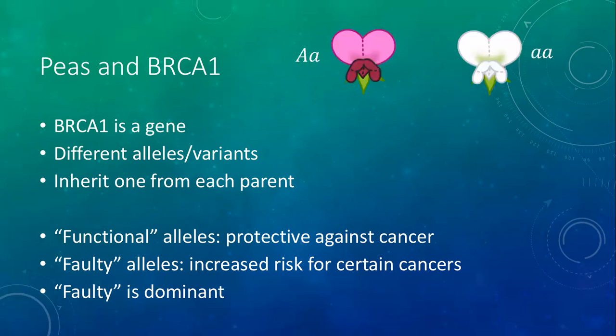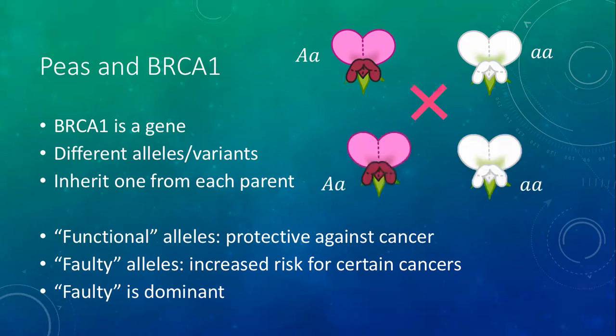So if you go back to the pea plants, but now imagine that the red color is the breast cancer risk, and the white color is the protective allele. Small a is the protective allele, big A is the faulty allele. And you have one parent with a faulty allele. So if it's the big A, small a genotype, you have a 50% chance of inheriting that faulty allele.